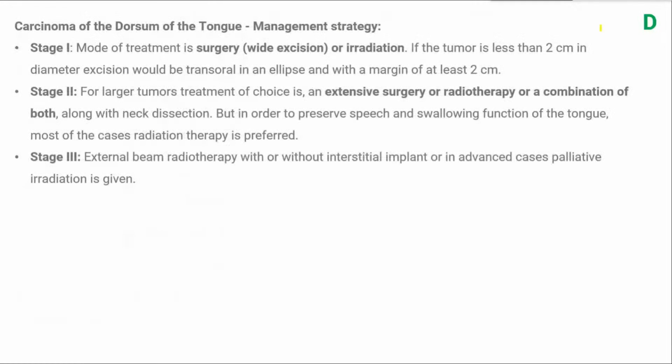In that case, we'll do surgery along with radiotherapy. Basics of cancer treatment: for very mild stage 1 lesions, wide excision, then biopsy, and just give a good margin for surgical therapy. For stage 2 lesions, it should be a combination of surgery and radiotherapy, along with neck dissection based on the lymph node involvement.